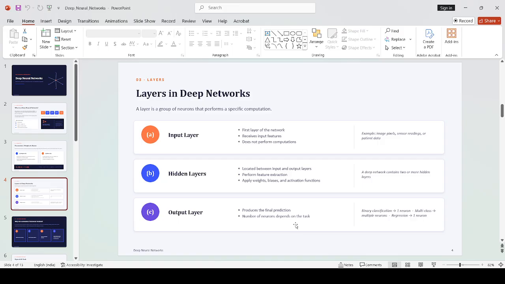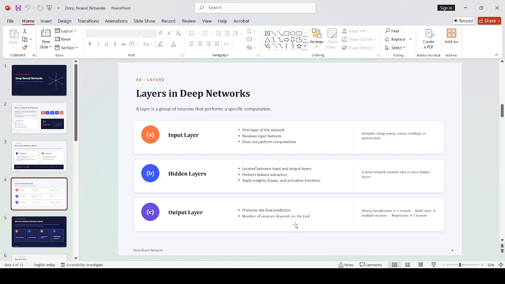The second is the hidden layer. These layers perform the actual computation. Each hidden layer applies weights, biases, and activation functions to extract meaningful features from the input. A deep neural network always contains two or more hidden layers.